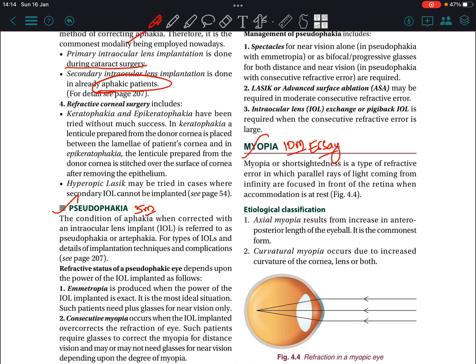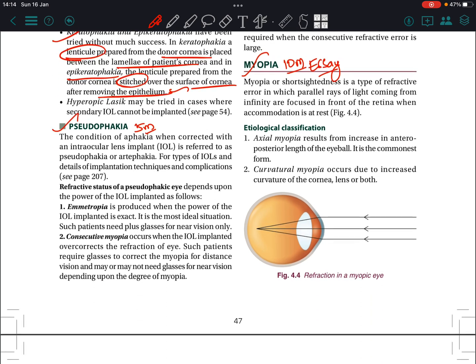Refractive corneal surgery includes keratophakia and epikeratophakia. In keratophakia, a lenticule prepared from donor cornea is placed between the lamellae of the patient's cornea. In epikeratophakia, the lenticule prepared from donor cornea is stitched over the surface of the cornea after removing the epithelium. Hyperopic LASIK may be tried in cases where a secondary IOL cannot be implanted.